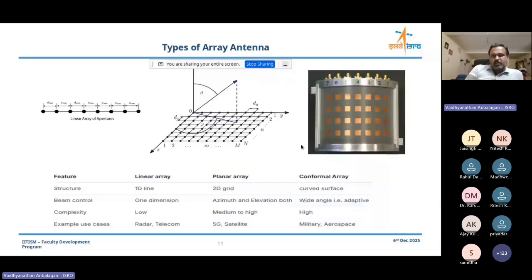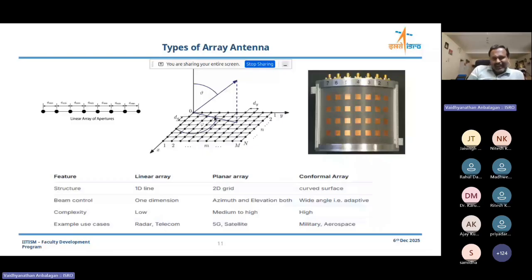So if you see the types of array, there are many types. One is a linear array, what we have seen. A linear array is a number of elements kept in a line with a known, equal distance between them. So we call it a linear array, and it is nothing but a one-dimensional array. If you give the phase difference between the elements, then as we have seen earlier, the beam can move from left to right. So the beam movement will be only in one direction.